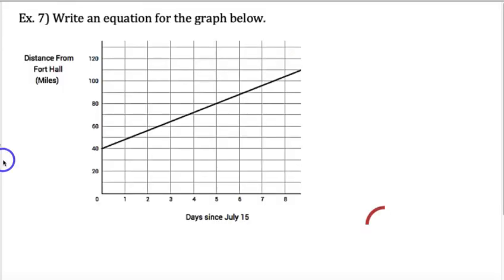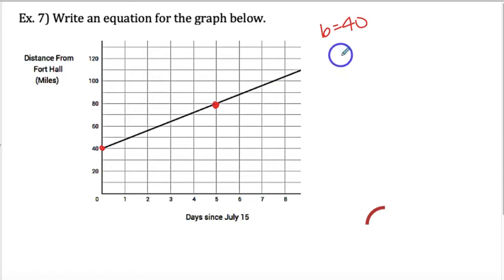Example 7, we are now transitioning and we're going to write the equation for the graph that's provided. As I'm looking at this graph, I know that I need to identify a starting point. And this starting point I can see is on the y-axis at 40. I also need to locate another point that's on a perfect corner, and I notice a point here.